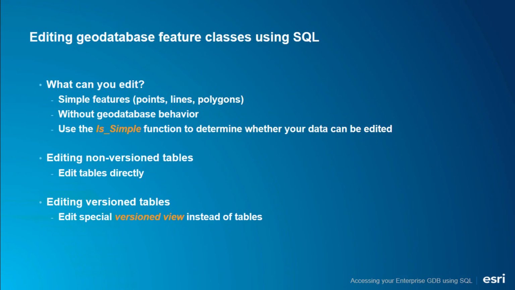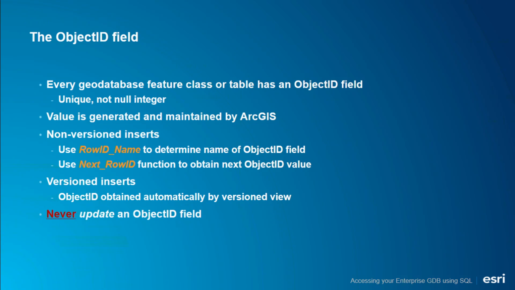So if your feature class is a non-versioned feature class, or if your table is a non-versioned table, you can edit that table directly. But if you have that feature class registered as versioned, you can edit a versioned feature class at the SQL level. It is a simple feature class as long as it's not participating in advanced geodatabase functionality like topology or network datasets. You edit those versioned tables or versioned feature classes using a version view. Now we'll talk a little bit more about these version views, but let's look at the object ID field first.